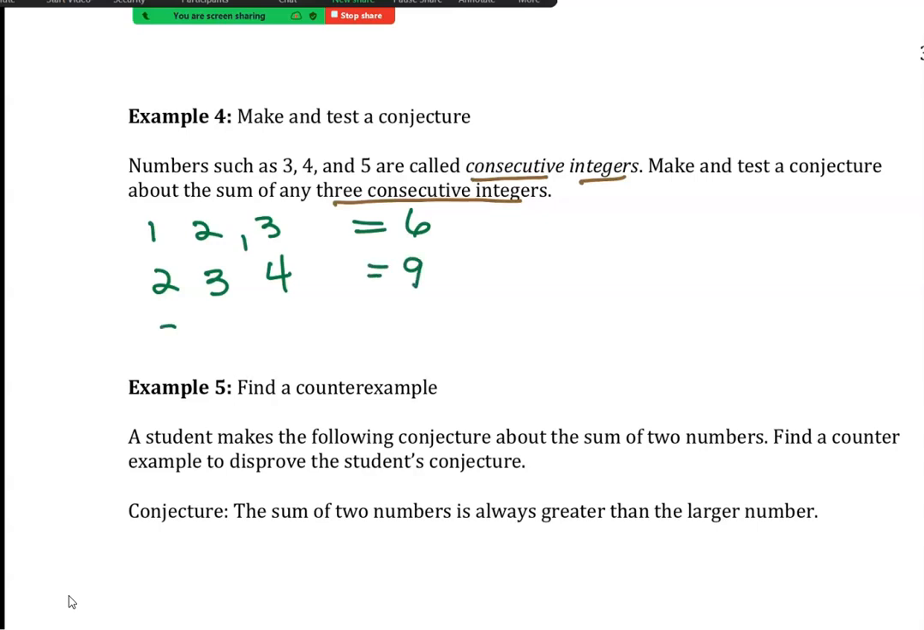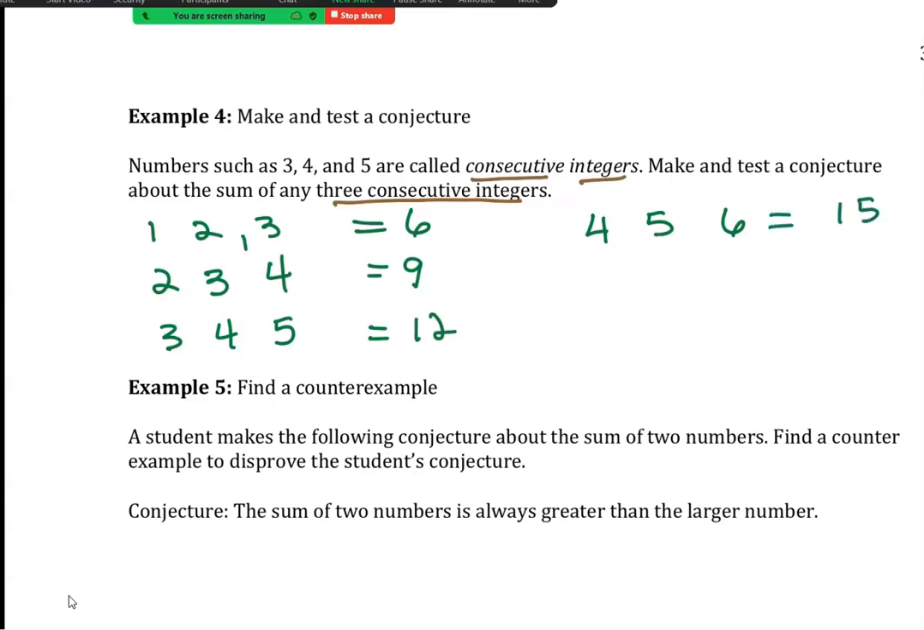How about we'll do the 3, 4, and 5. That's 9, 10, 11, 12. Okay, do we see any patterns yet? Is there any way we can figure this out? Let's go for one more. How about 4, 5, and 6? That's 9, and 6 is 15.